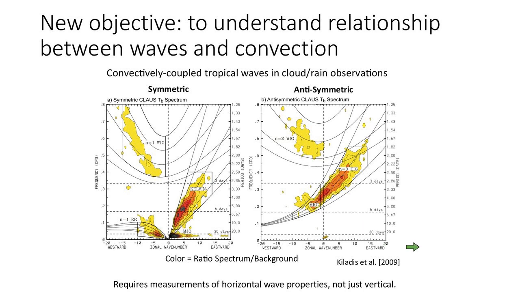This is a reference from Kiladis that shows the wave speeds, wave numbers, and periods of different types of waves in the tropics. And so this is from brightness temperature of geostationary satellites as a proxy for convection and convectively coupled waves. And so to go beyond this, what we want to do is to make measurements of horizontal wave properties, not just the vertical.